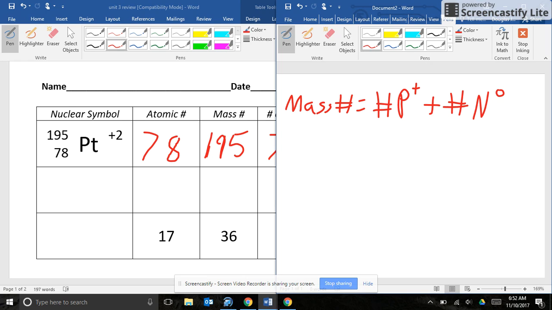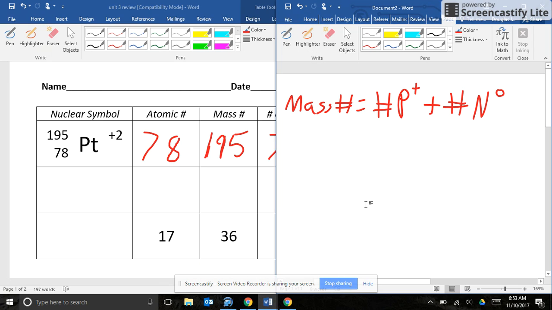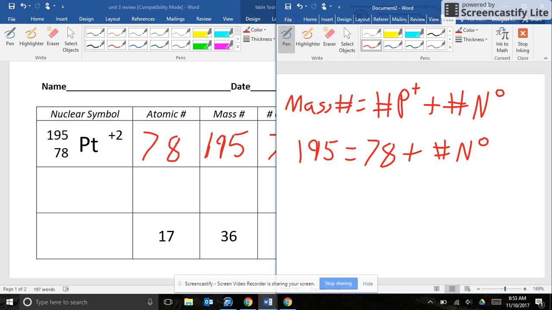So if protons plus neutrons equals the mass number, and on this problem I have my number of protons and the mass number but not the neutrons, then we can do some quick, simple algebra. 195 is equal to the number of protons, which was 78 on that last page, plus some unknown number of neutrons. Some of you will just see this in your head right away, and others might want to write the algebra out, and that's fine.